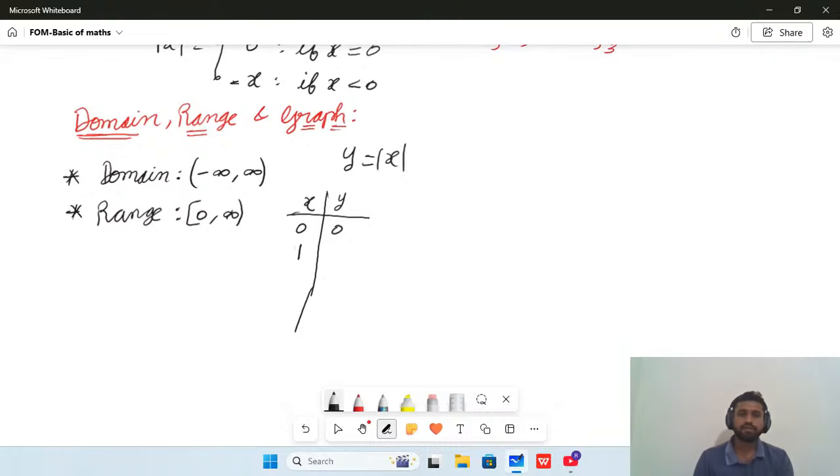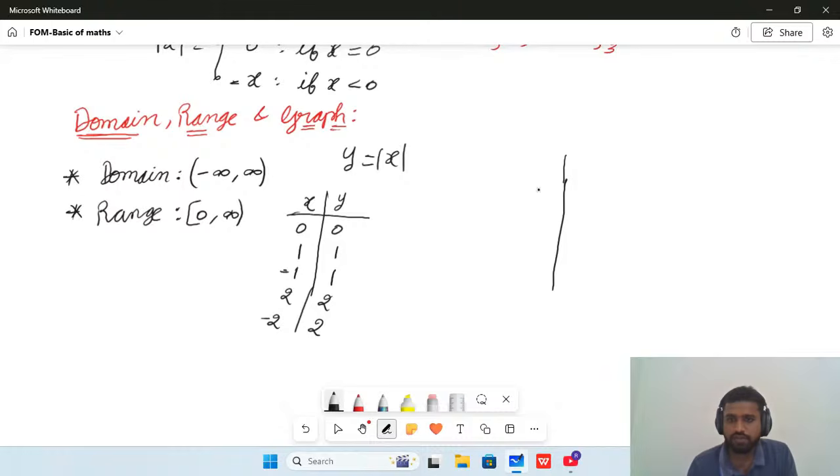If x is 1, y is also 1. If x is minus 1, y is also 1. If x is 2, y is also 2. If x is minus 2, y is 2. So here we got some points. By plotting these points in the graph, we can draw the graph of the modulus function.